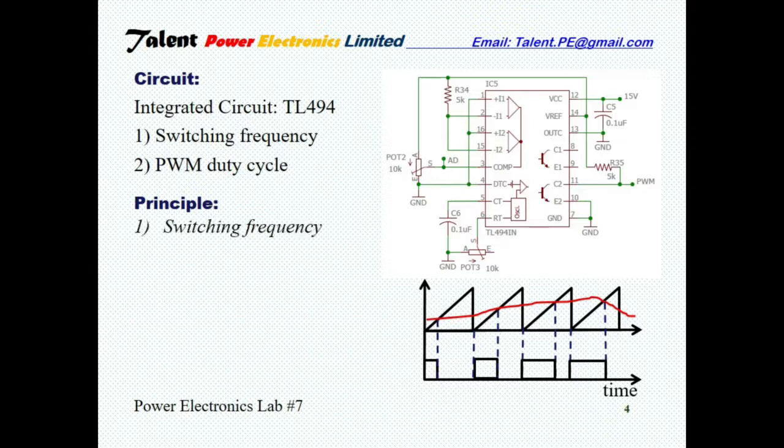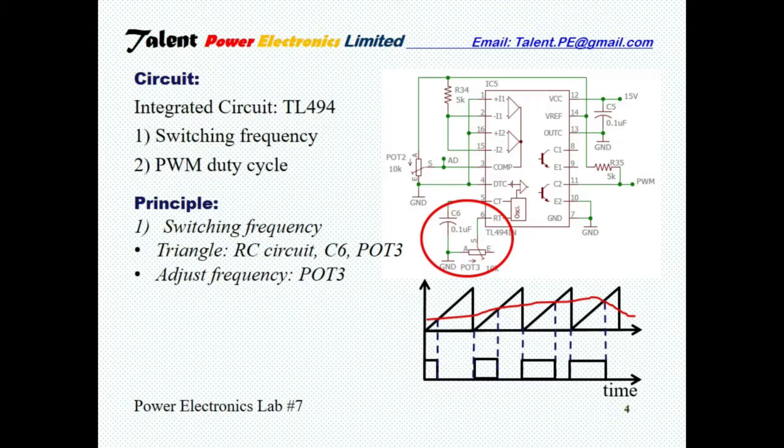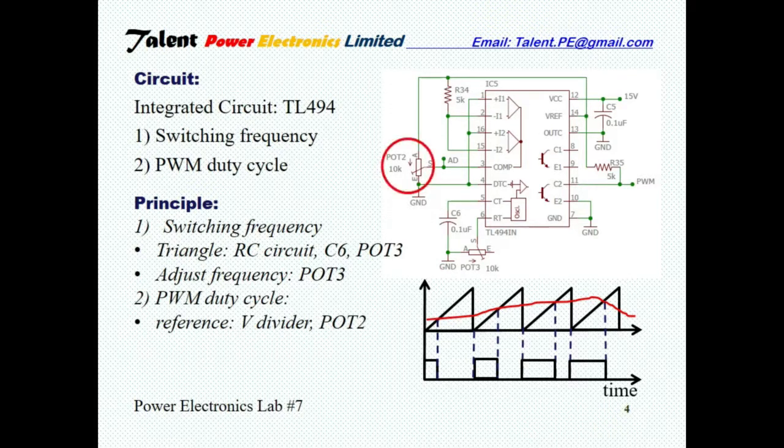To control the switching frequency, the RC circuit, C6 and pot 3 as shown in the diagram, forms a triangle signal. Adjusting the value of pot 3 will adjust the switching frequency. Another potentiometer, pot 2, is used as a voltage divider to provide a reference signal. Adjusting the value of pot 2 will adjust the PWM duty cycle.